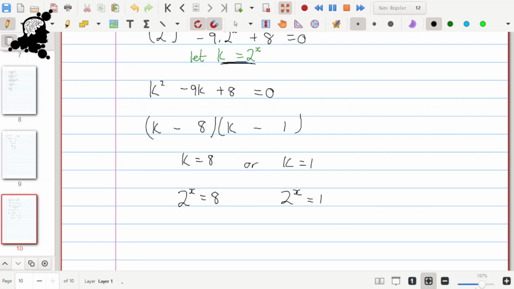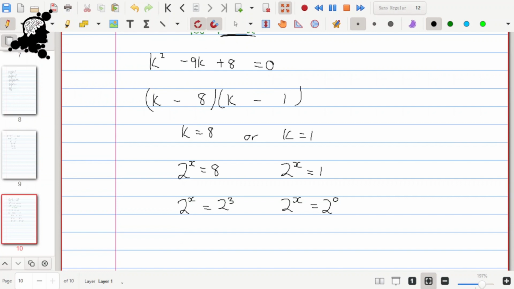Let's simplify. So 2 to the power x is equal to 2 to the power 3. For 2 to the power x equal to 1, remember we said any number to the power 0 is 1. Let me use a base of 2 here to the power 0 so that I've got the same bases. Now that I've got the same bases on both sides, x is going to be equal to 3 or x is equal to 0. And there we are, we have solved the equation. Wonderful.